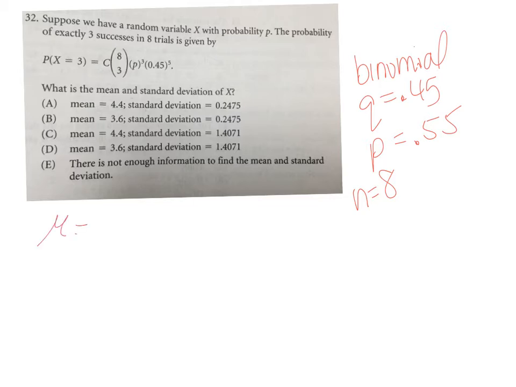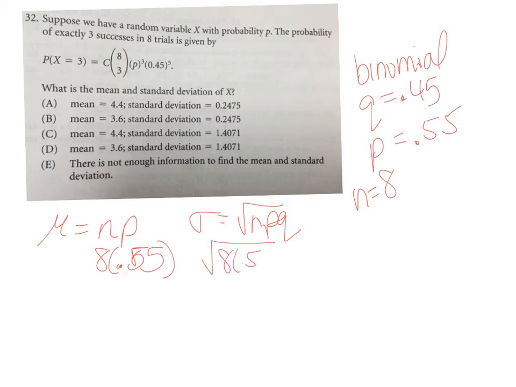So our mean for binomial model is n times p, which is 8 times 0.55. Our standard deviation is the square root of npq, which is the square root of 8 times 0.55 times 0.45. When I put those in the calculator, I get 4.4 for my mean. So that makes it either A or C. And then I get 1.407 for my standard deviation. So C is my answer.